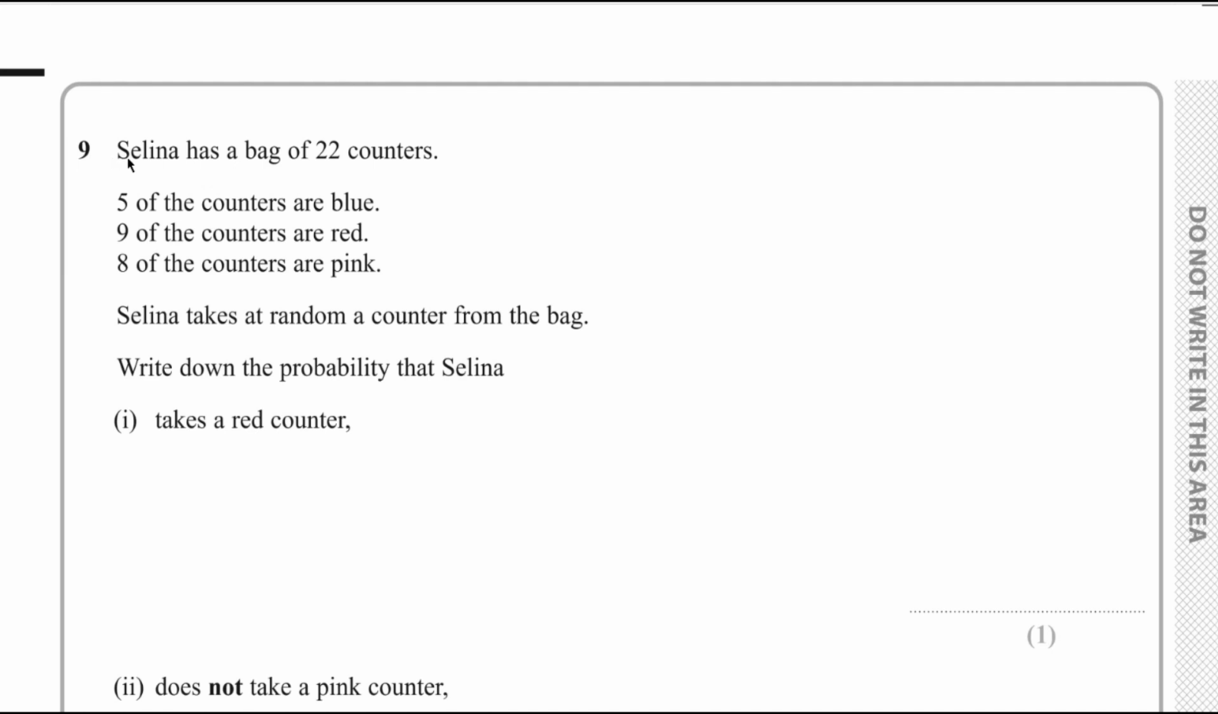Question number 9. Selena has a bag of 22 counters. 5 of the counters are blue, 9 of the counters are red, 8 of the counters are pink. Selena takes at random a counter from the bag. Write down the probability that Selena, for the first part, takes a red counter. Well, how many red do we have? You can see we have 9 red out of a total of 22.